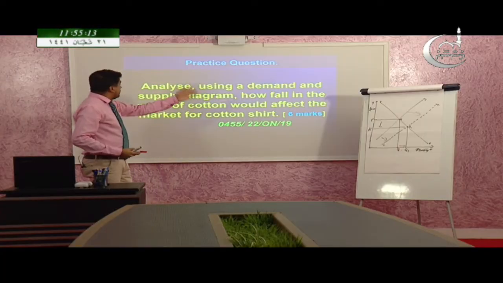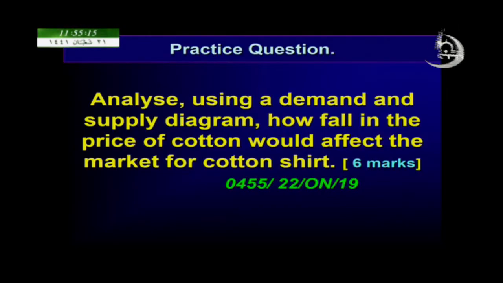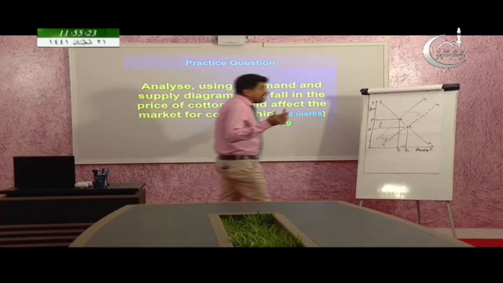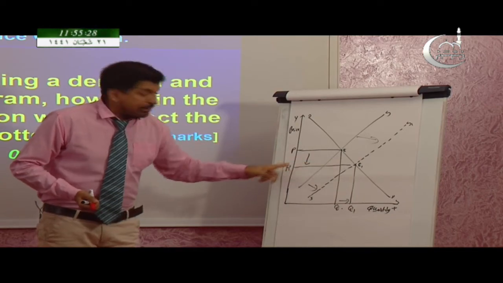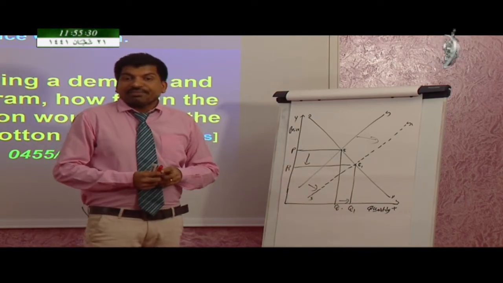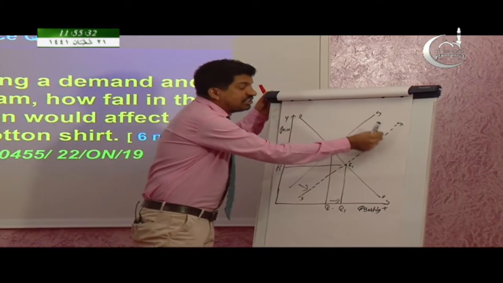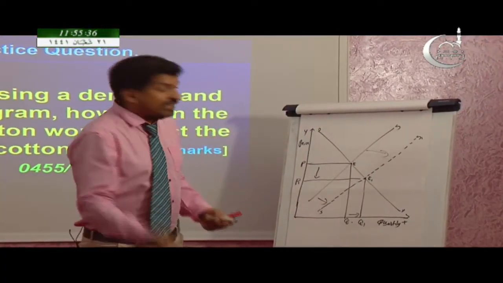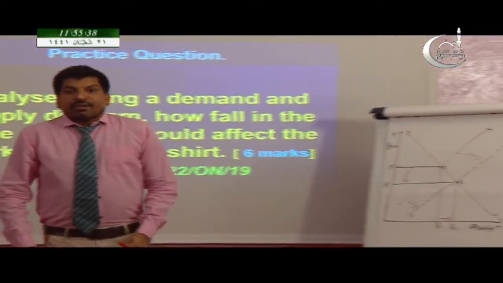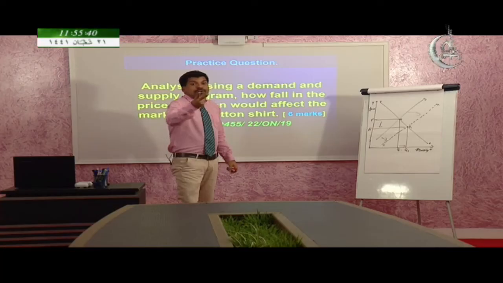The question: analyze using a demand and supply diagram how a fall in the price of cotton affects the market for cotton shirts. So the supply of shirts is increasing. And here is how the marks will be allocated. One more mark here, you are getting for the new equilibrium price and new equilibrium quantity. And 1 mark for this shift of the curve. So in total you will be getting 4 marks for this diagram. And another 2 marks would be for the explanation.